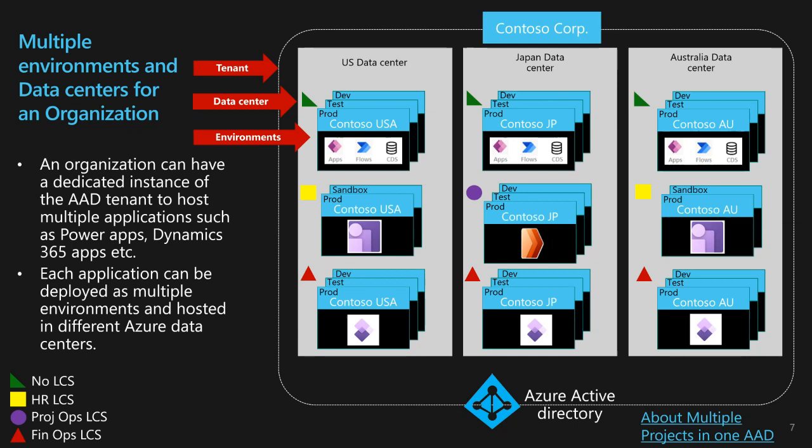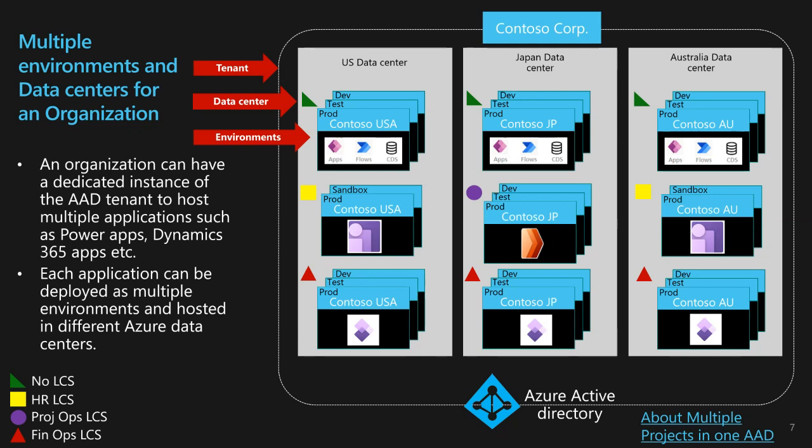In the middle row, we can actually see 2 different things going on. We have an HR LCS project that's used in the US data center and another one in the Australia data center. And we have a project operations project in LCS that's sitting in the Japan data center. You'll notice that the project operations has a dev, test, and prod environment, but the HR environments only have a sandbox and a production, and that's because we don't have development capabilities with human resources. And then along the bottom, the red triangles represent our finance and operations LCS projects. And again, we have got a dev, test, and prod.